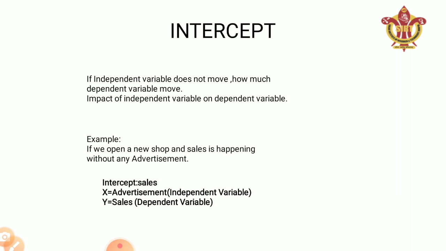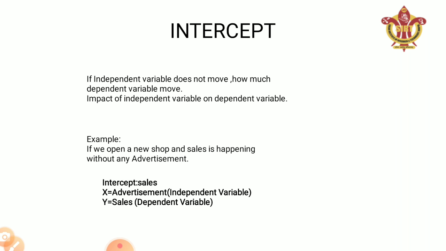Advertisement in this case will be the independent variable, and sales will be the dependent variable. Sales will depend upon the advertisement you do. The more advertisement you do, the more popularity, and the more sales there will be. So in this example, advertisement is the independent variable and sales is the dependent variable.